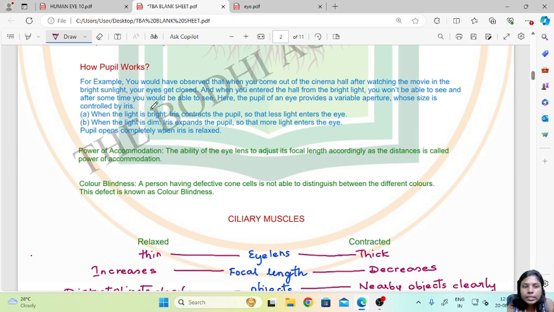So when the light is bright, what happens? The iris contracts the pupil, as in it becomes smaller. So less amount or only sufficient amount of light is entering the eye. When the light is dim, in that case the iris expands so that the maximum amount of light can enter the eye. So the pupil opens completely when the iris is relaxed.